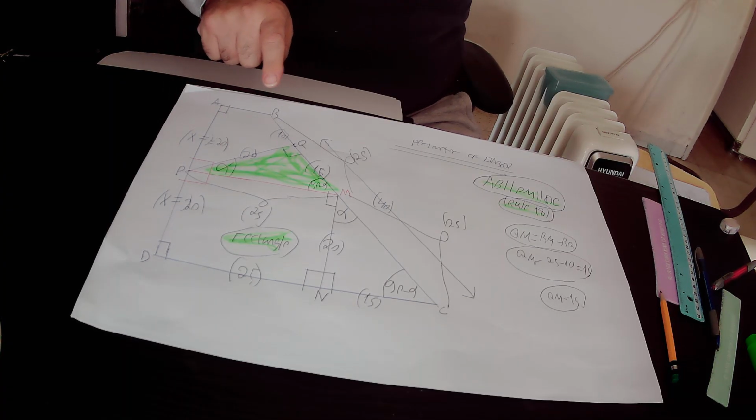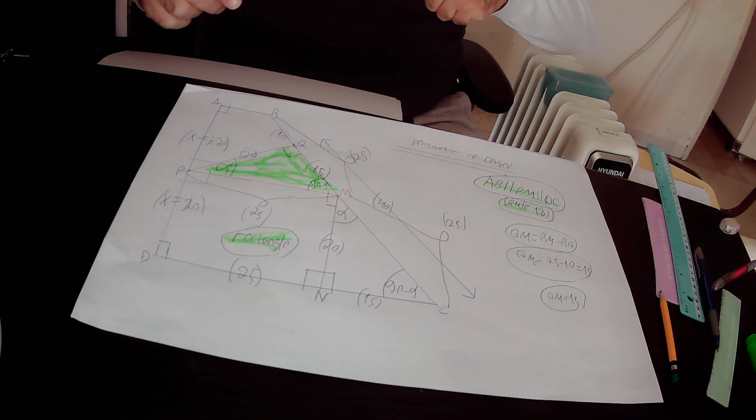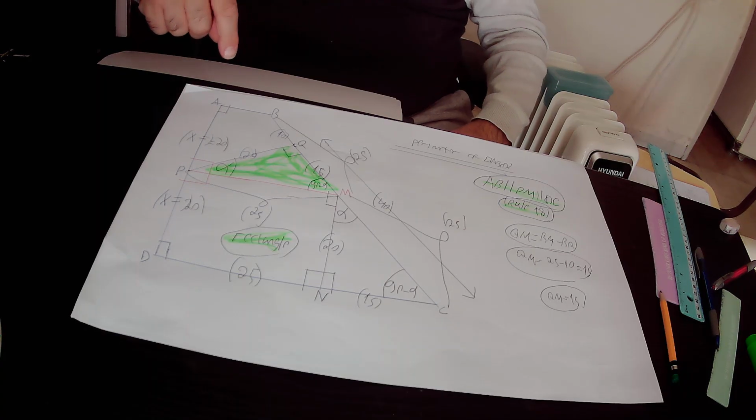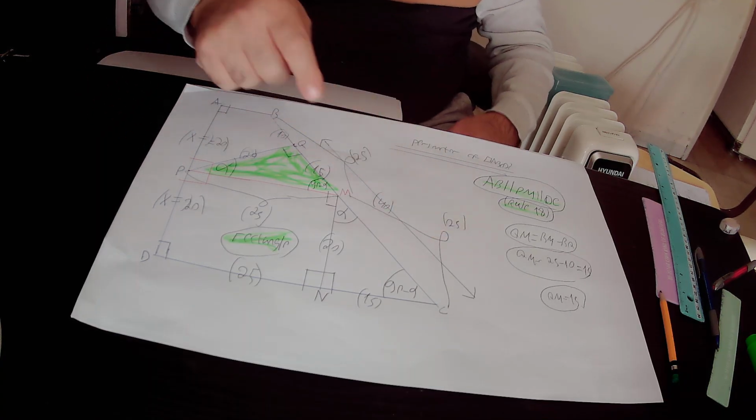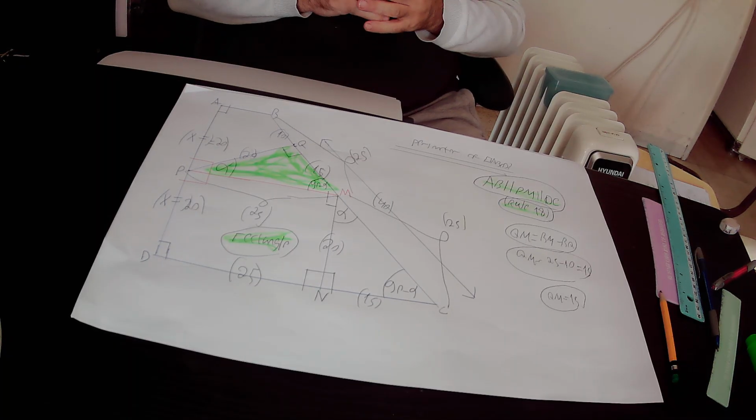Those two parallel sides AB and DC are defined as the bases of the trapezoid. The two other sides that are not parallel to each other, that is to say AD and BC, are defined as the legs of this trapezoid, trapezoid ABCD. Okay?